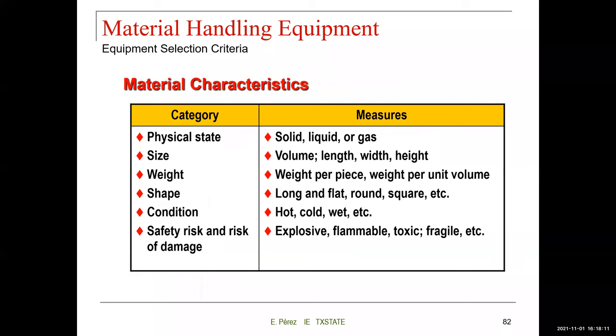So now we get into equipment selection criteria. How do you select the equipment? You have to take into account the material characteristics. For example, the physical state, the size, the weight, the shape, the condition, the safety risk and risk of damage. For physical state, are you going to be handling solid, liquid, or gas? In terms of size, what is the volume, length, width, and height? Weight, shape, again, you get the point. In order to make a decision, you have to be aware of the material that you're going to handle.